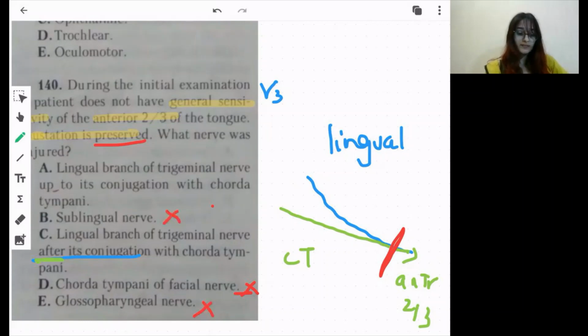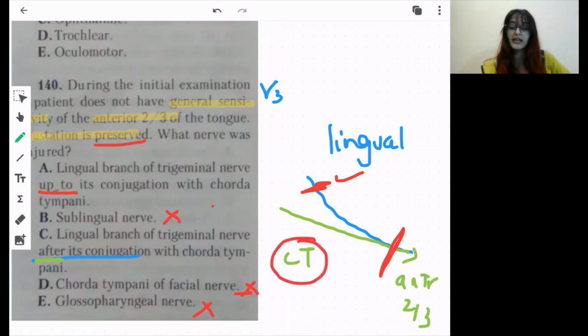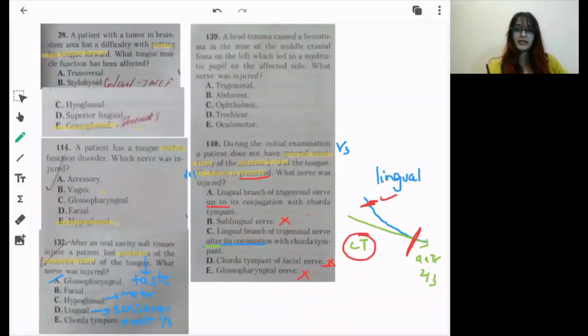So let's look at option number A. Lingual branch of trigeminal nerve up to its conjugation with chorda tympani. So basically they are saying that it is not conjugated with chorda tympani yet and it has a lesion. So yes, in this case the general sensation, the pain and temperature, will be affected, but the taste sensation will be preserved because it has not yet conjugated with the chorda tympani, and so the taste is preserved. So that's it for this topic.